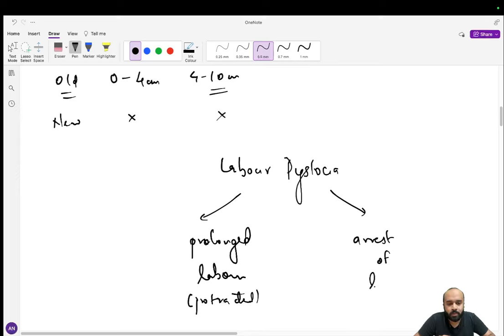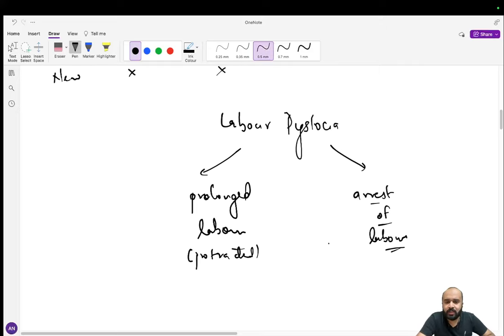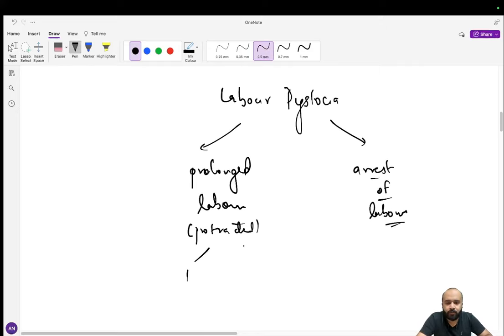It is very much like whenever a person is getting arrested and put into jail, the person's activities, all the miscreants' illicit activities, are going to be halted by the police. They are going to be completely stopped. So arrest of labor is when the labor is stopped completely. There is no dilatation, there is no descent of the head. Everything is stopped completely. So obviously, both of these can happen in the first and second stage of labor.